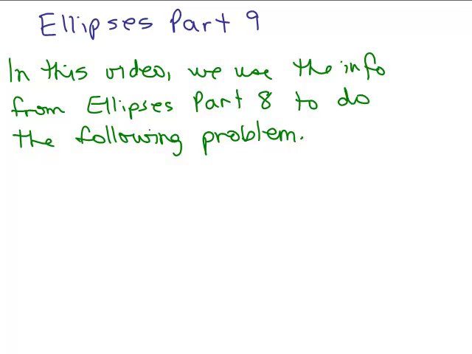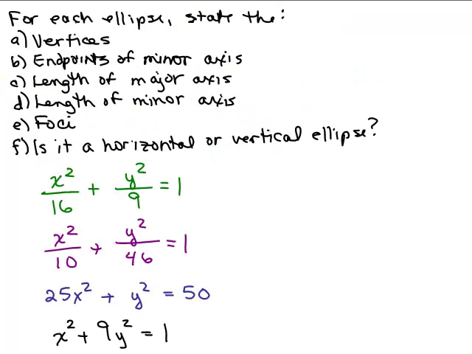This is part 9 of Ellipses, and in this video we use the info we learned in part 8 to do the following problem. So we're going to answer these questions for these 4 ellipses that are centered around the origin.